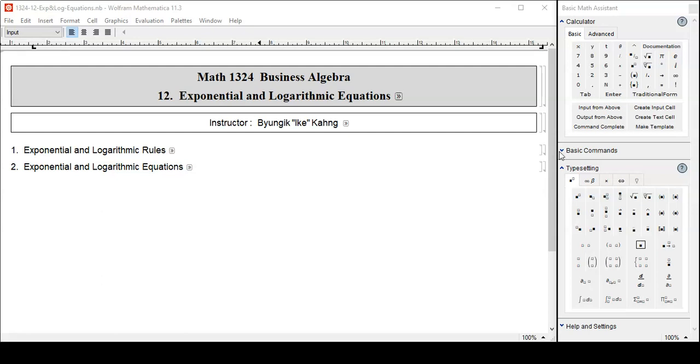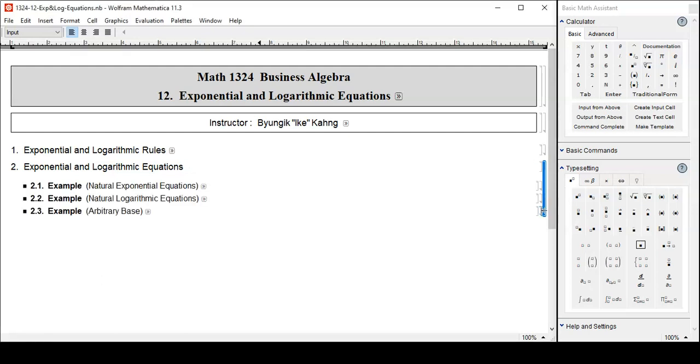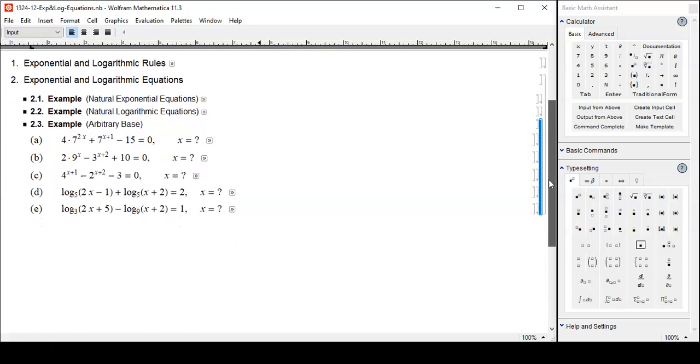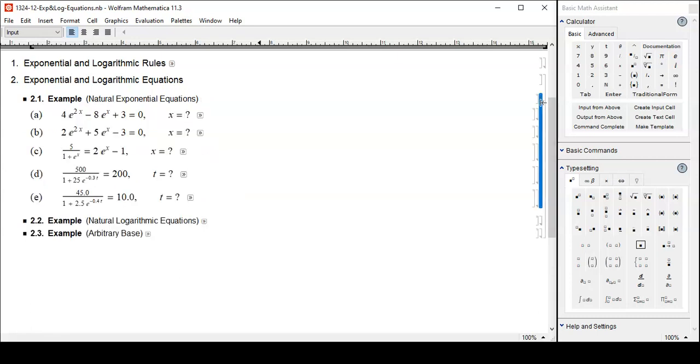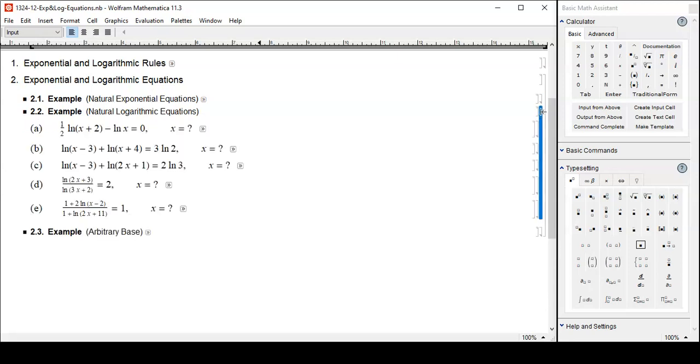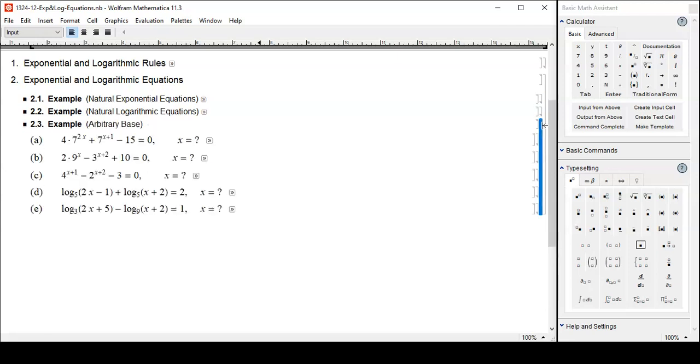Hello students, welcome back. The final topic here is exponential and logarithmic functions, exponential and logarithmic equations of arbitrary base. Previously, we only had natural exponential and natural logarithmic. What if we have arbitrary base? Well, something hard, of course. That's why all these are optional topics.